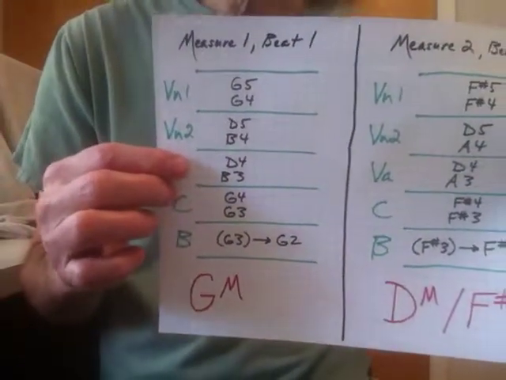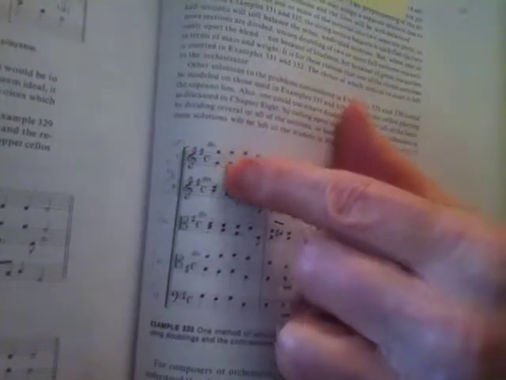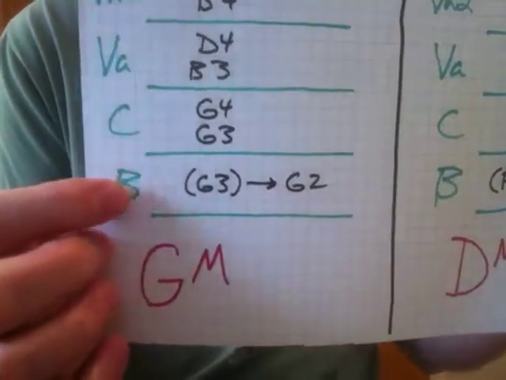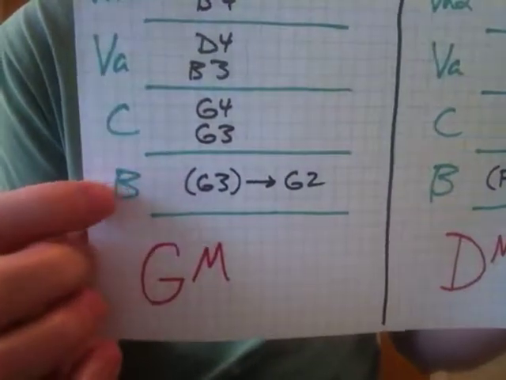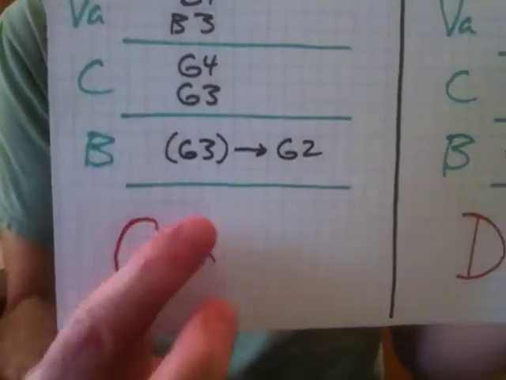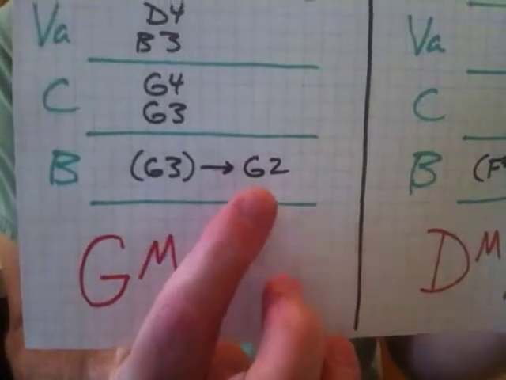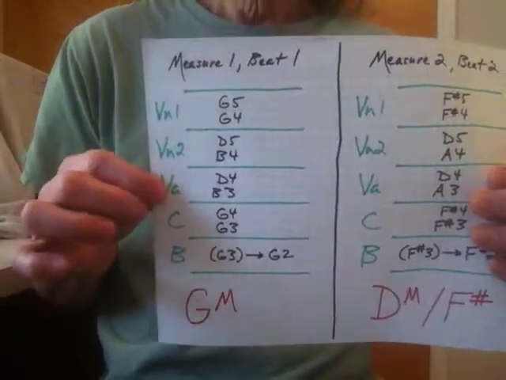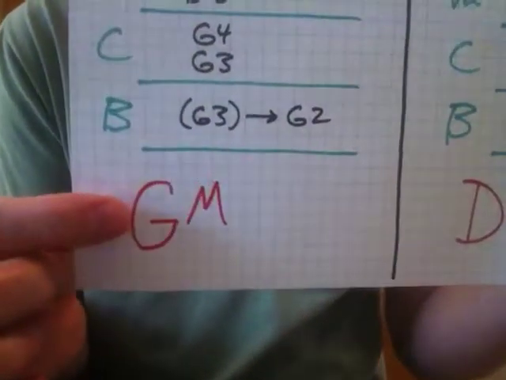You have all these notes being played here on measure 1, beat 1, and you discover that all it really is, is a G major bass chord. Now you see down here it says the note that the bass player plays is a G3, but actually for the bass instrument that tone will sound an octave lower. So you see a G3, but it's actually a G2. The point is you end up with a very simple chord, a G major bass chord.